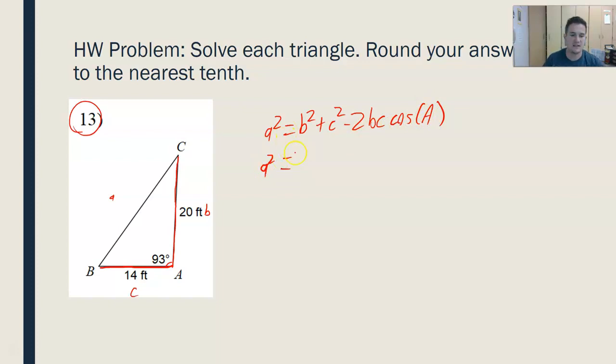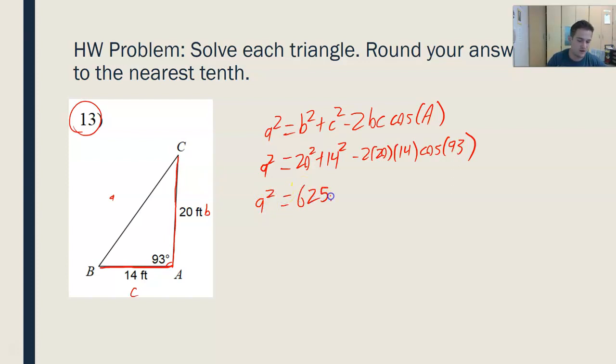So a squared is equal to 20 squared plus 14 squared minus 2 times 20 times 14 times the cosine of 93 degrees. I'm going to type that straight in my calculator. 20 squared plus 14 squared minus 2 parentheses 20 parentheses 14 cosine of 93. Close those parentheses. Make sure we're all set there. And I get a squared is equal to 625.308. That's not my side length. I have to square root that.